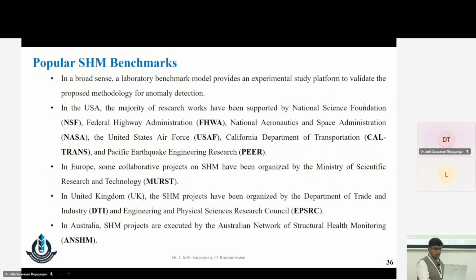Similarly, in Europe there are a couple of things. In the UK and Australia there are many things. I think in India they are trying to develop some codal provisions as per the request from the IRC, the Indian Roads Congress. Soon I think it will be released.